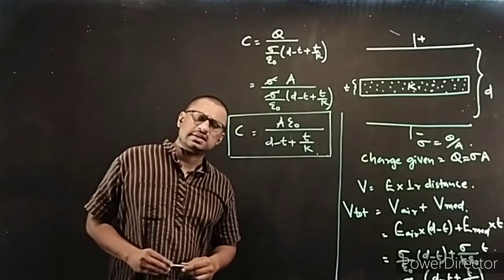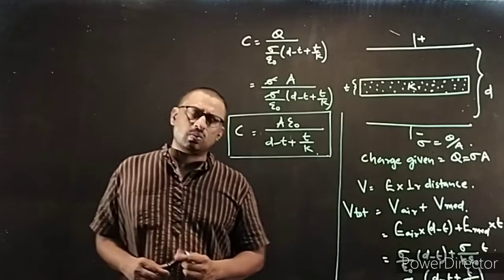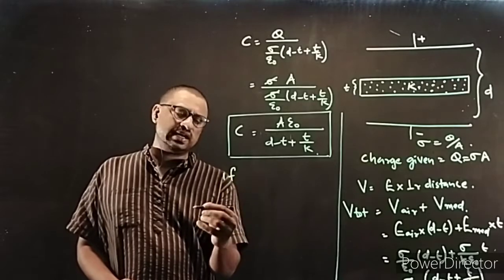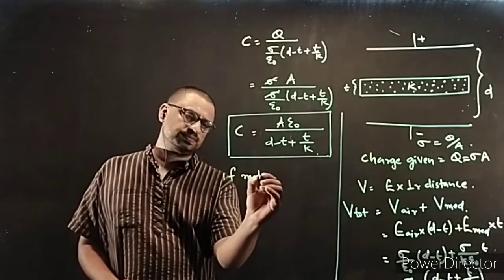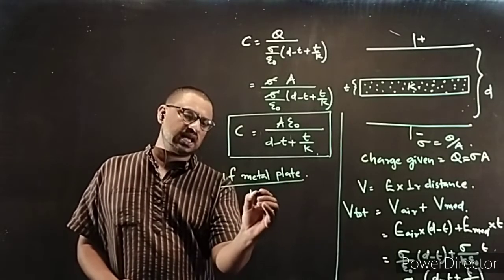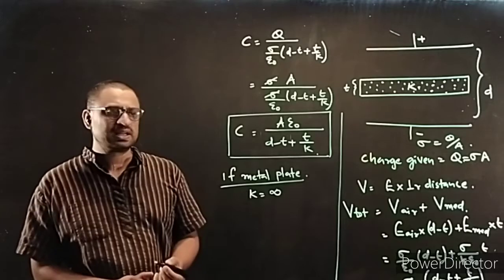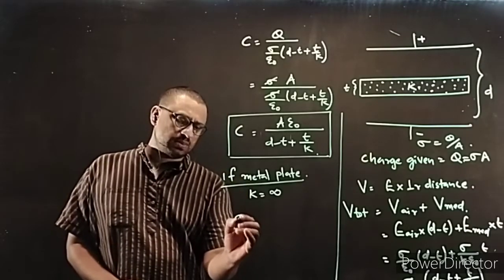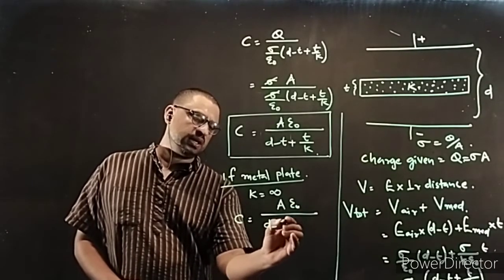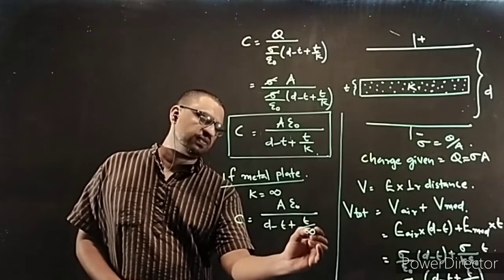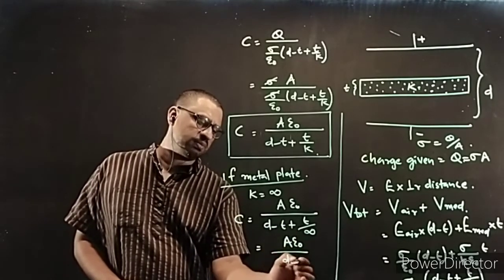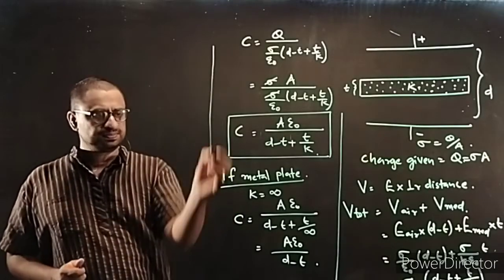Now there can be different special cases. One, if instead of dielectric you use a metal plate, for a metal plate K equals infinity. For a metal plate the dielectric constant is infinity. So the capacity will be equal to A epsilon 0 divided by D minus T plus T by infinity. Something by infinity is 0. So this will be A epsilon 0 divided by D minus T.